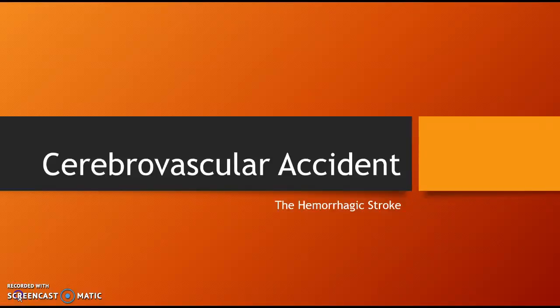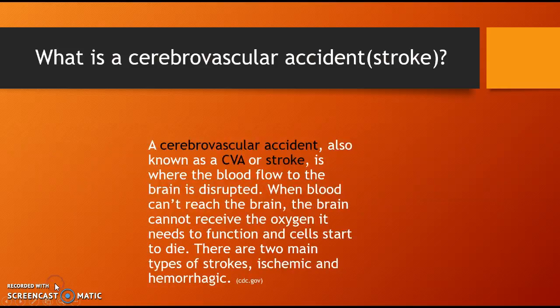Okay, today I'd like to talk about cerebrovascular accidents, more specifically the hemorrhagic stroke. A cerebrovascular accident, also known as a CVA or more commonly known as a stroke, is where the blood flow to the brain is disrupted. When the blood can't reach the brain, of course, the brain cannot receive the oxygen that it needs to function, and our cells start to die.